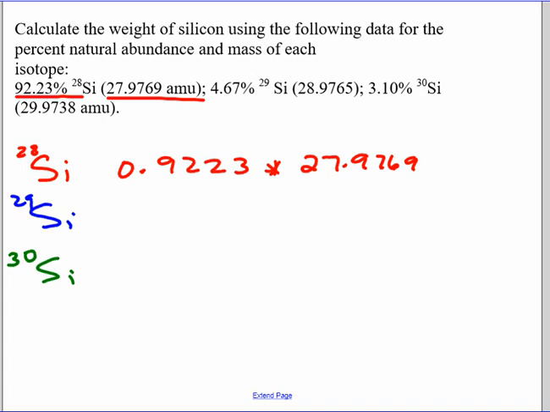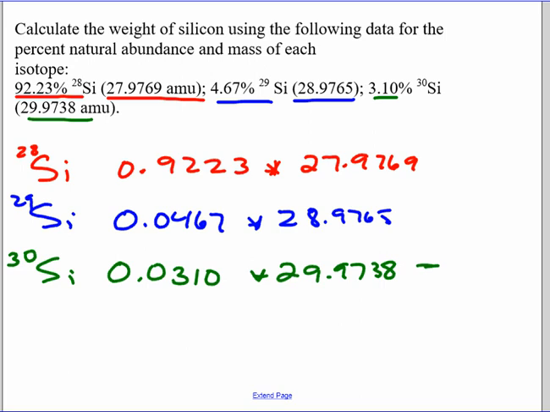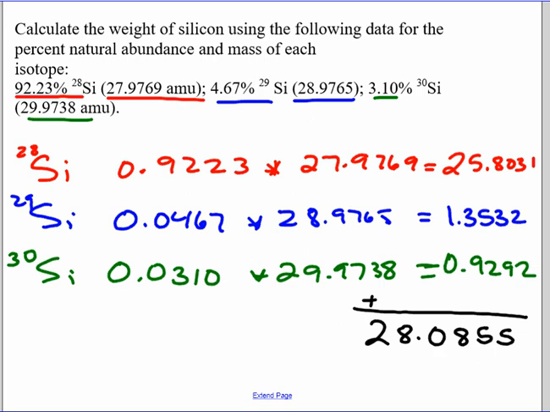For silicon 29, we notice that it is only 4.67% abundant. So 0.0467 multiplied by its measured atomic mass, 28.9765. And for silicon 30, which we find only 3.1% abundant, multiplied by its measured mass of 29.9738. We can do the math quickly using a calculator and then add the total of these 3 values together.